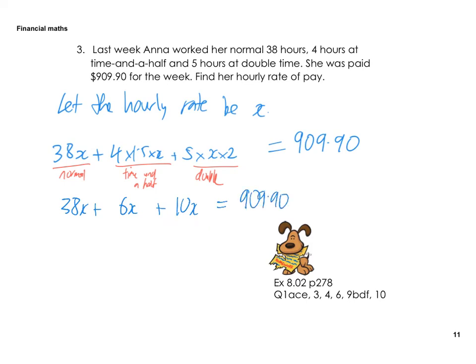That's going to be 54x equals 909.90. 909.90 divided by 54 is 16.85. That's the hourly rate. And you can check that. Sub back in 38 times this plus 6 times this plus 10 times this. You should get 909.90.